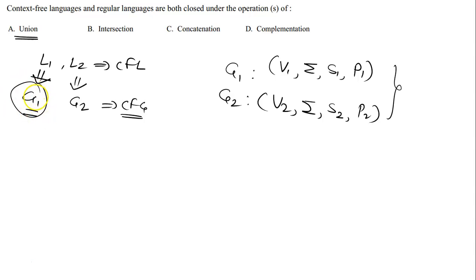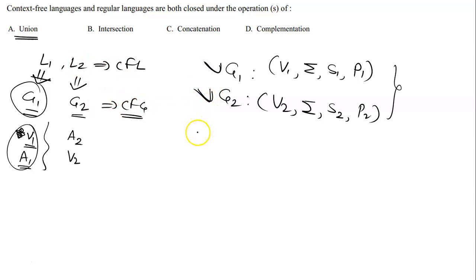Without loss of generality, to each variable of G1 we can add a subscript 1. For example, in G1, if you have a variable V, we will make it V1. If you have a variable A, we will make it A1. Similarly, in G2, if you have a variable A, you will make it A2, and if you have a variable V, you will make it V2. This will not change anything, because all we are doing is renaming the variables.